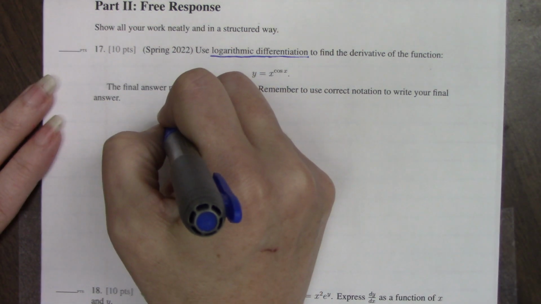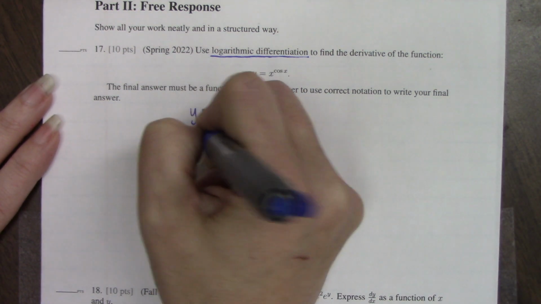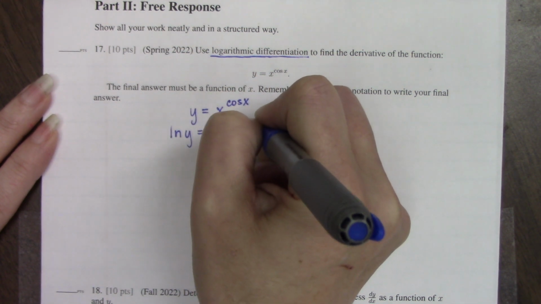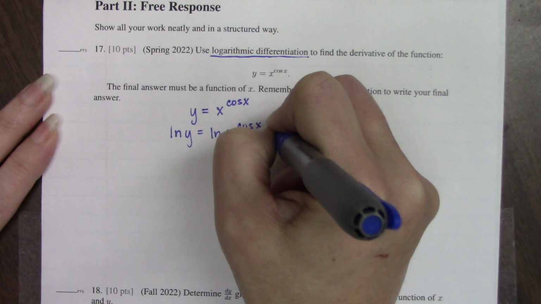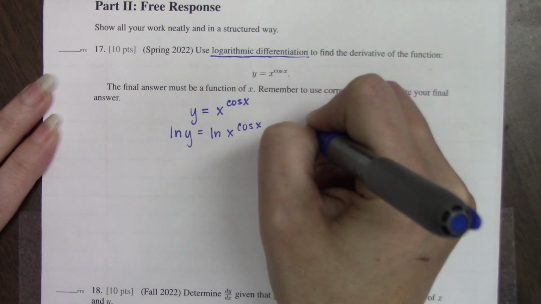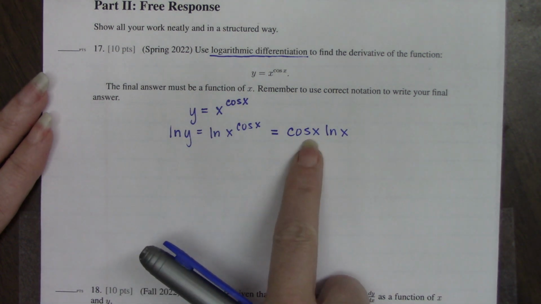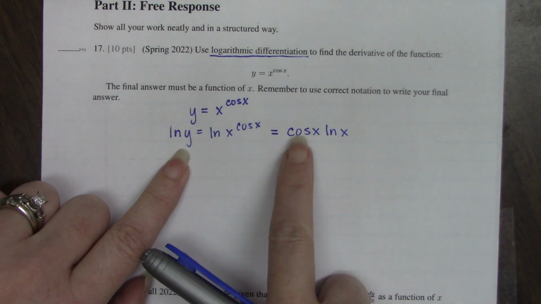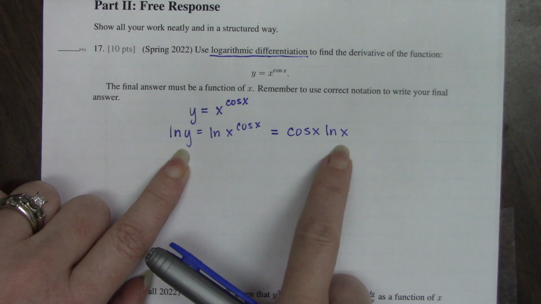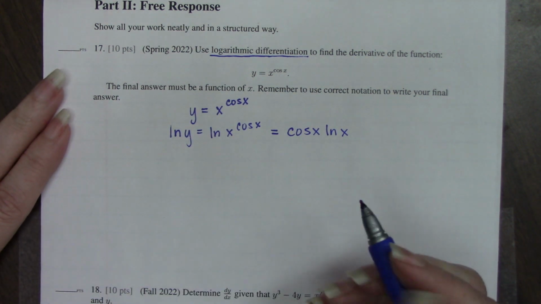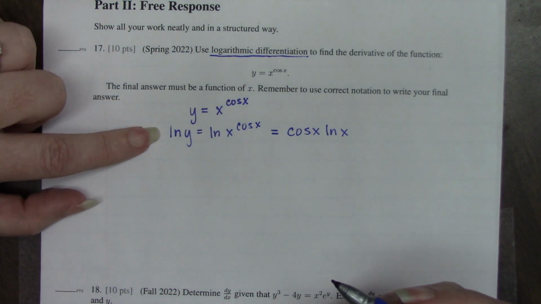But so the first thing we're going to do is take the natural log of both sides, and natural log lets us pull the exponent down. So the natural log of y will equal cosine x times ln of x. Now we've created an implicit function, and so we need to use implicit differentiation from here on out.